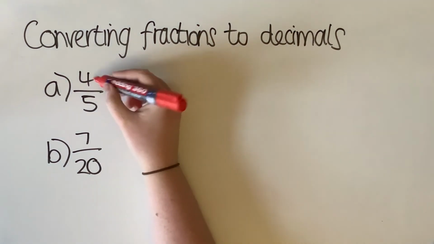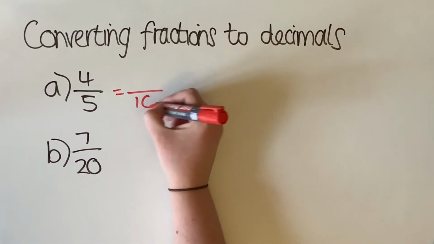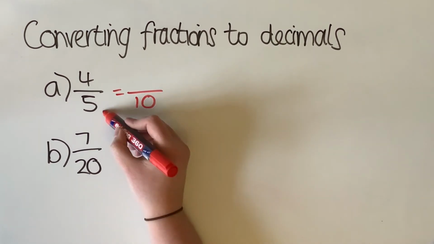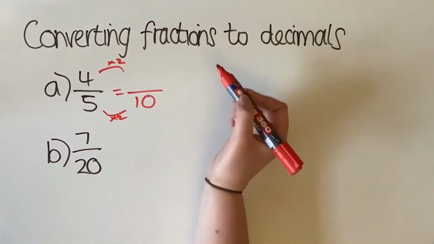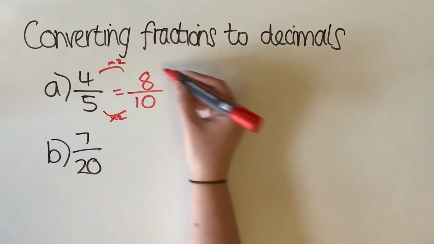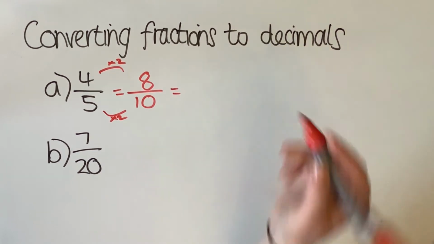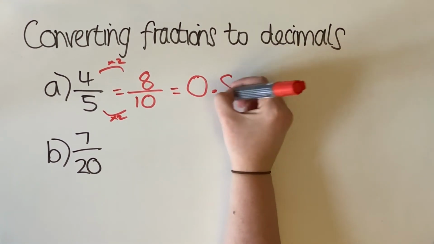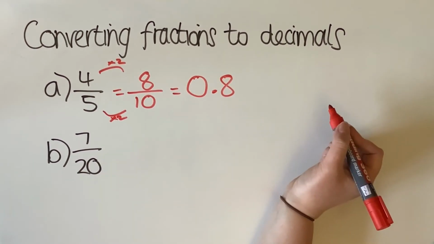So for example 4/5, I know that I can convert that into tenths, because 5 times 2 is 10, and once again if I do the same to the top, 4 times 2 is 8. So thinking of 8/10, and my place value, 8/10 is equivalent to 0.8. So I've converted 4/5 nice and quickly into a decimal there.